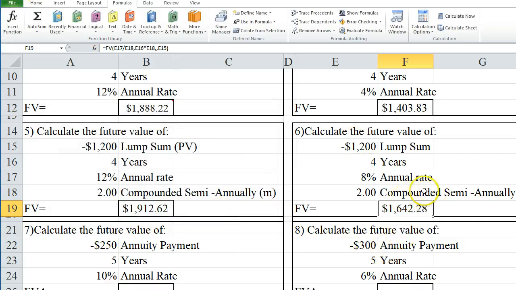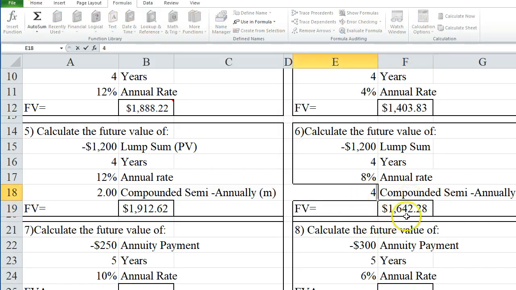Now, if this said quarterly, if it was compounded quarterly, I would do 4. And you see how it goes from 1642 to 1647? And if it was monthly, I would go to 12, 1650, and if it was daily, 365, you see how it goes to 1652. So what we learned there is as you increase the frequency of compounding, you increase the amount of return you're going to get, because you're earning interest on your interest.